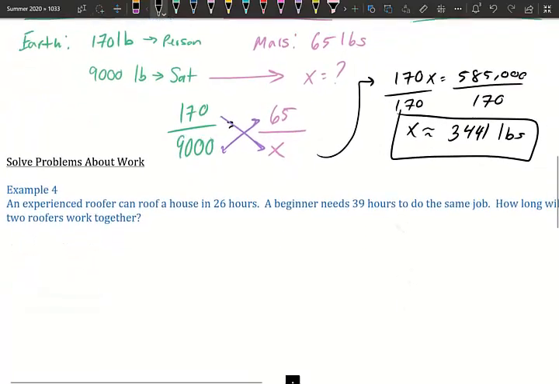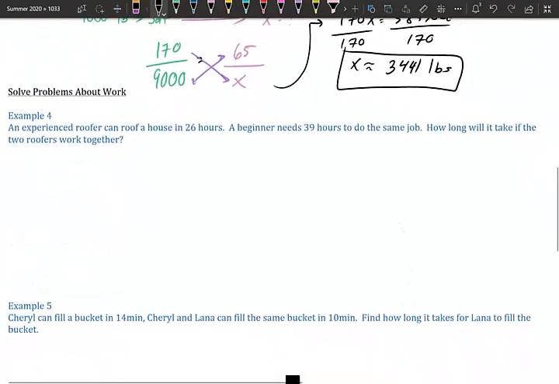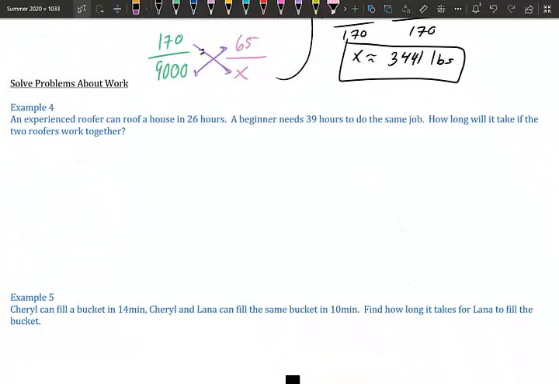All right, solve problems about work. An experienced roofer can roof a house in 26 hours. A beginner needs 39 hours to do the same job. How long will it take if the two roofers work together?